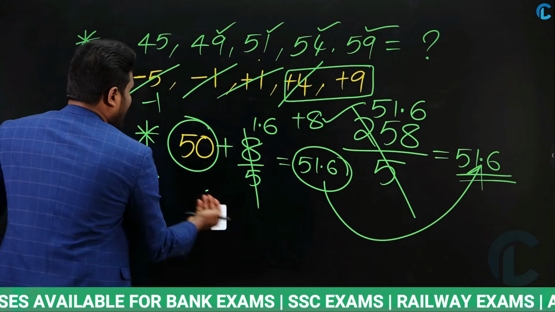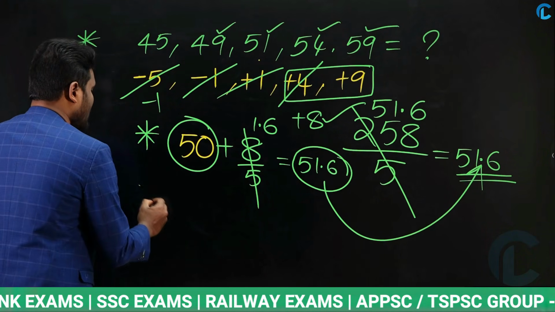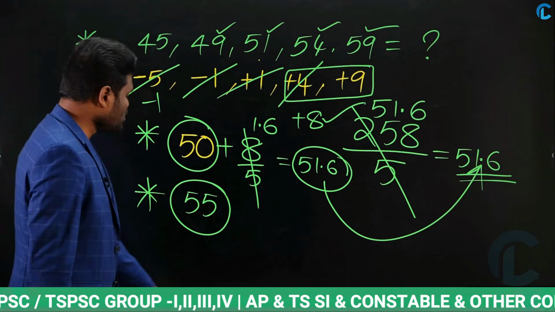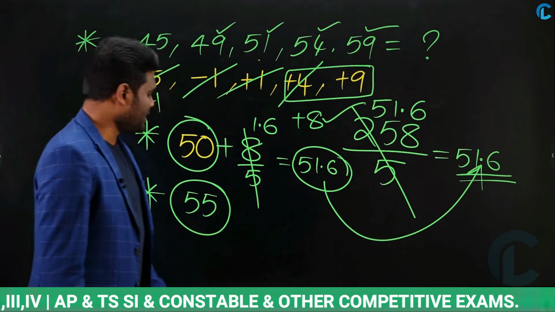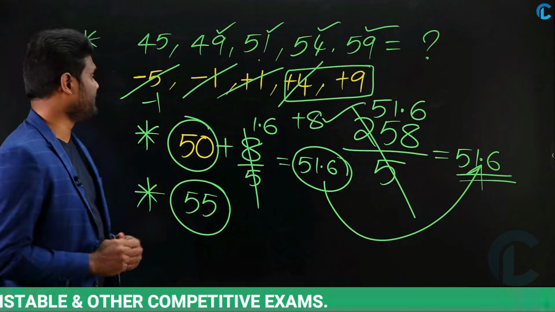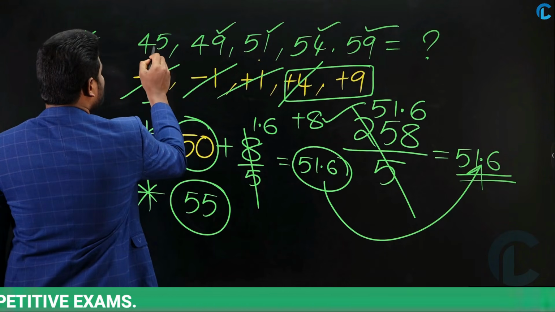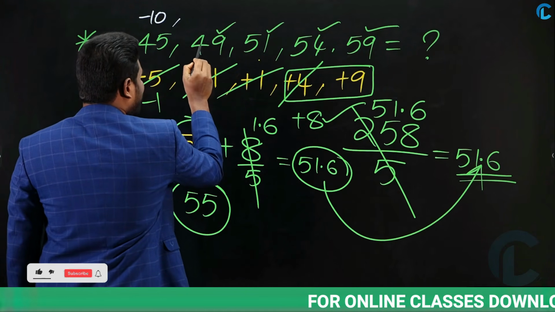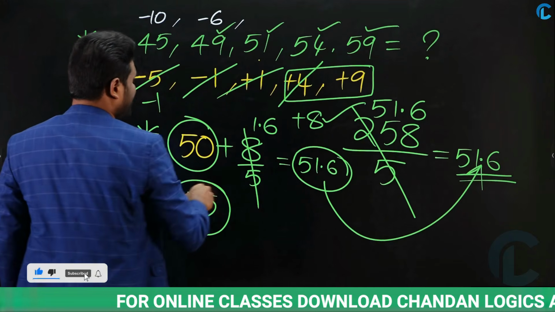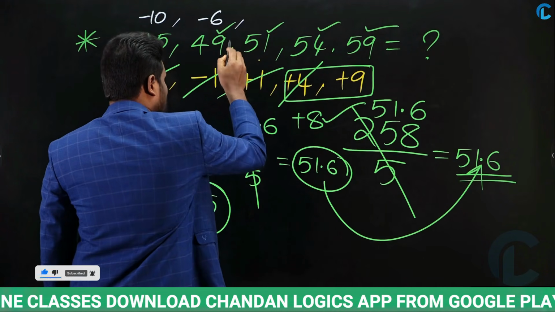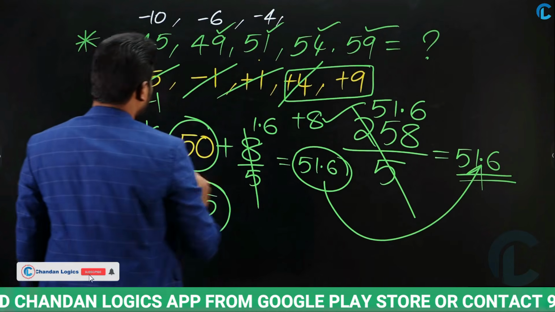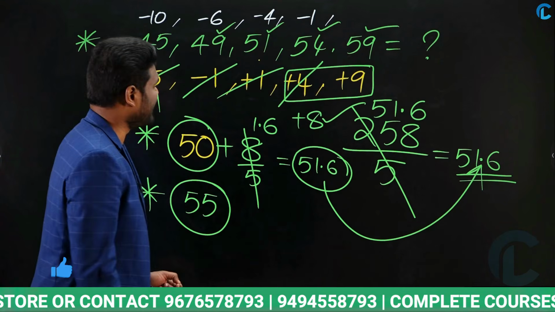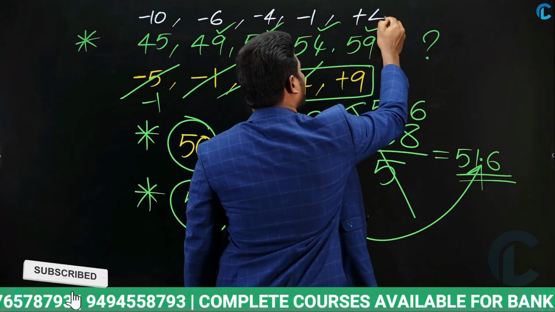Okay. So what I will do now is assume the average as 55. Let us take 55. When I assume the average as 55, each and every number should be 55, 55, 55. Let us check. If you look at this number, this is 45, which means it is 10 less than 55. If you look at this one, this is 49, which is 6 less than 55. This one is also less. How much less? 4 less than 55. This one is also less. How much less? 1 less than 55. And this one is 4 more than 55.